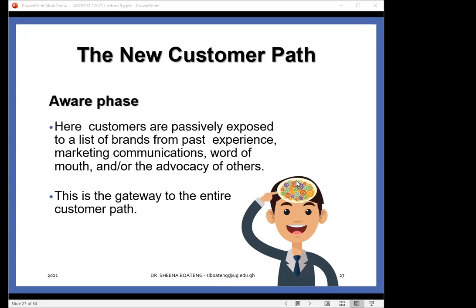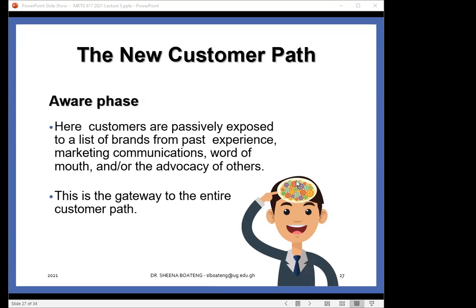This awareness can also be created through word of mouth, right? So based on word of mouth recommendations from family and friends, and from other online users that the customer is likely to meet in communities and forums, they are able to come up with a list of brands from which they will pick an option to satisfy whatever need they have identified, right?